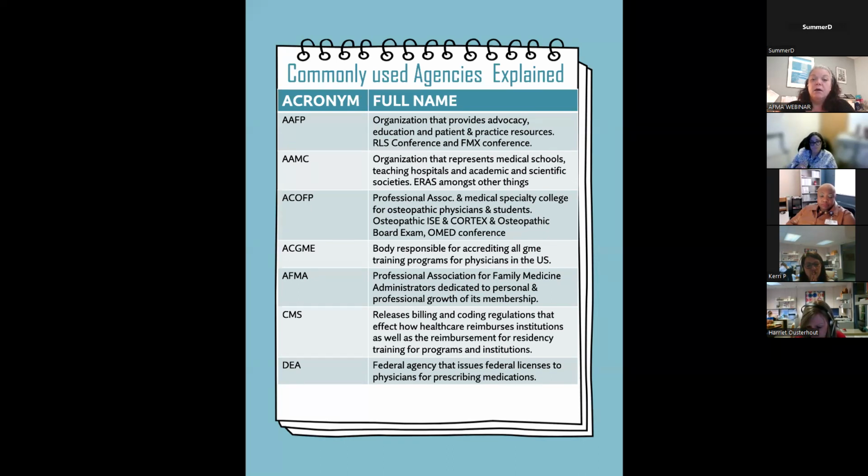And then CORTEX, which is the osteopathic recognition in-training exam to meet the ACGME requirement for osteopathic recognition. They also are the ones that put on the OMED conference, which is the osteopathic medicine conference that happens annually. The hands-on board exam also happens within the OMED conference. So there's two parts to an osteopathic license. One is a written test and the other is a hands-on osteopathic manipulation test, which is always given at the OMED conference every year.